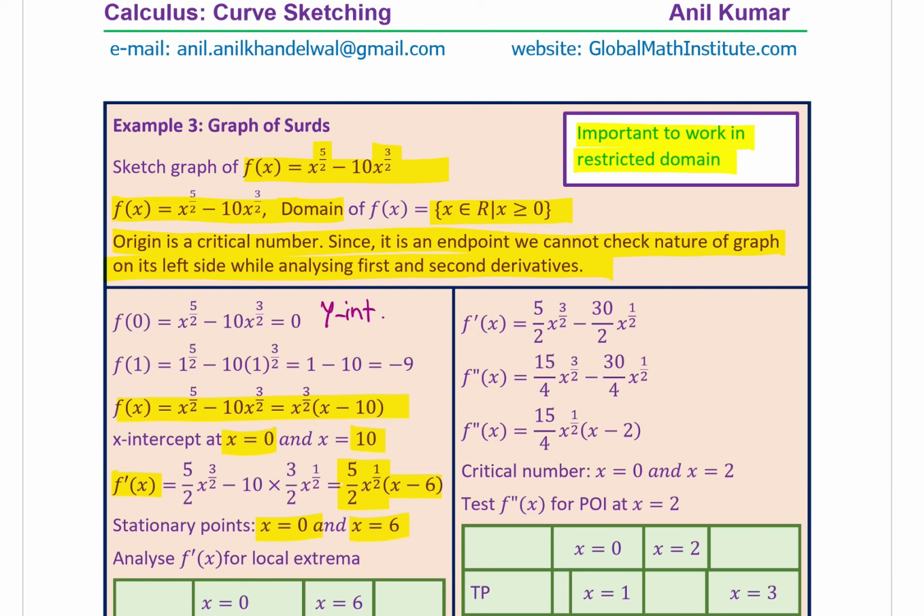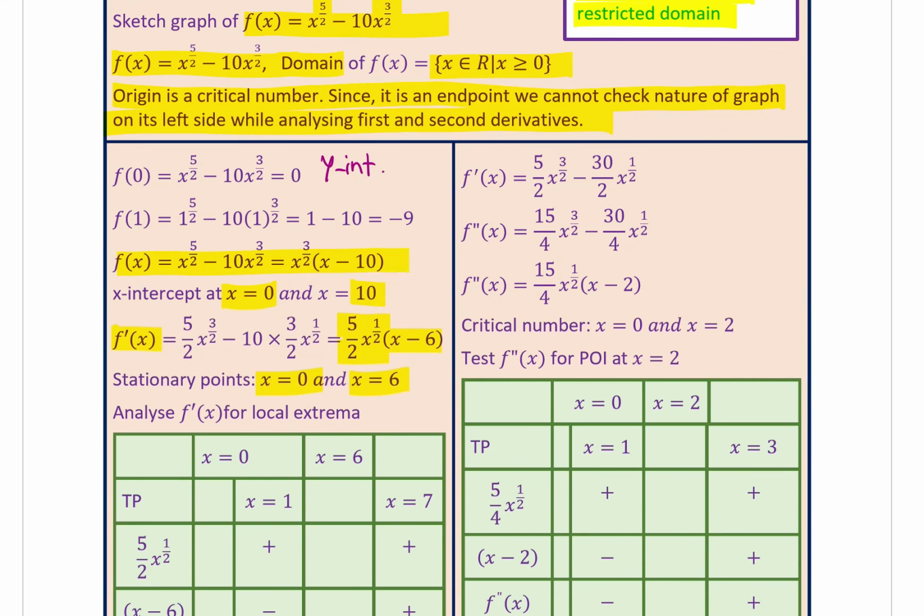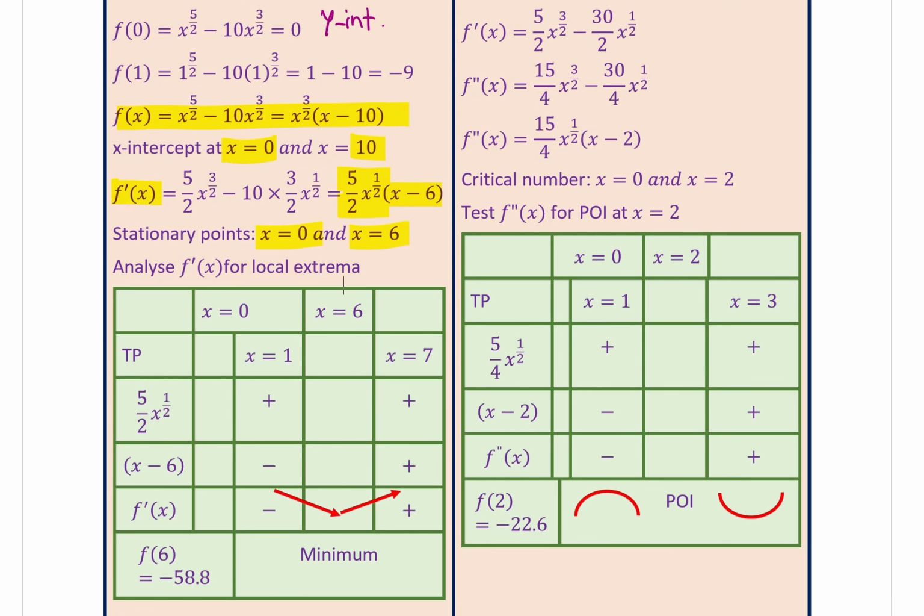So we'll try to analyze the first derivative. Okay, so here is the analysis for the first derivative. We know that there are two critical numbers, one at x equals 0, the other one at x equals 6. On either side, we should be taking points to check. However, since x equals 0 is an endpoint, we can only check on the right side. So we have only one point on the right side. But for x equals 6, we have both sides. Now when you multiply these factors, you get your function, and the sign changes from negative to positive, and that gives you a minimum.